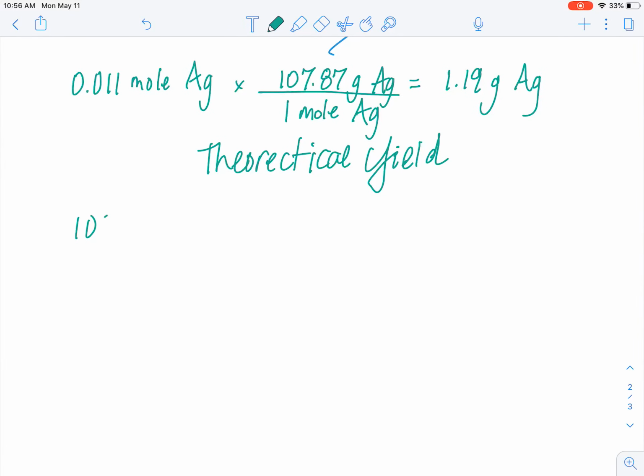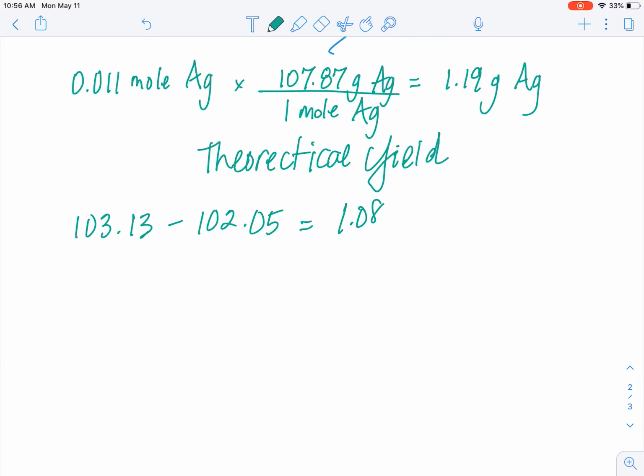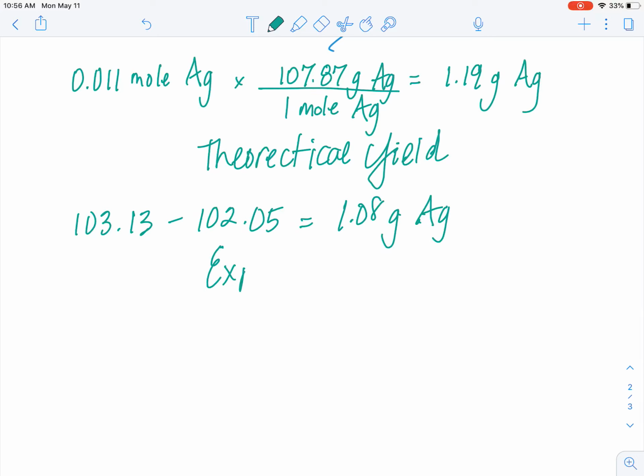So we're going to take that 103.13 grams and subtract from that the 102.05 grams. We determine that our actual experimental yield is 1.08. So it's a little bit less than the theoretical.